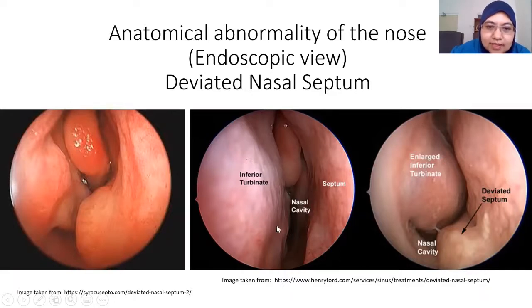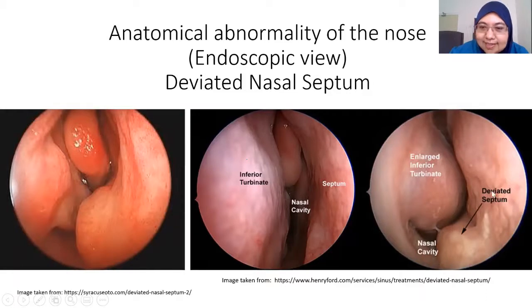This is an enlarged inferior turbinate, but this septum has no deviation. So we can see all the way posteriorly to the nasopharynx. It's a bit dark here, but trust me, this one has quite a big space for the swab to go in. Okay.